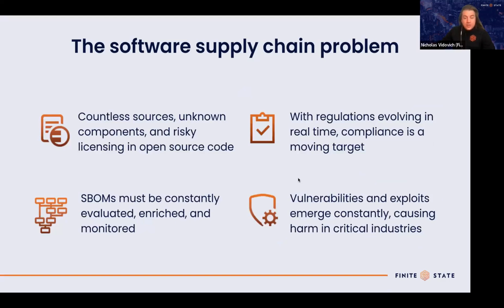There are countless sources of software. There are tons of unknown components. There's risky licensing and open source code, keeping up to date with software bills of materials and making sure they're constantly evaluated, enriched, and monitored for software vulnerabilities, keeping up with regulations, and trying to protect the critical industries specifically around the world is our main focus here. So we're really focused on the supply chain problem. And as we get through this presentation, you'll start to understand what those challenges are in this space and why we're trying to solve this.